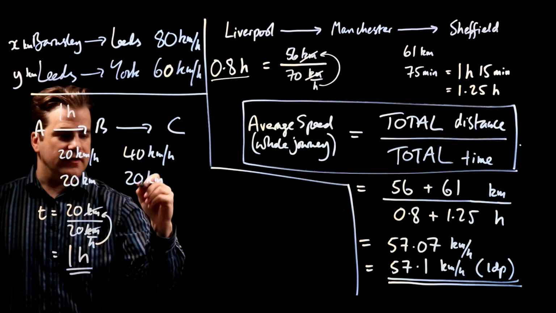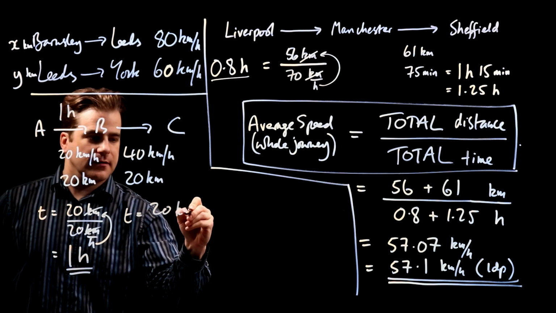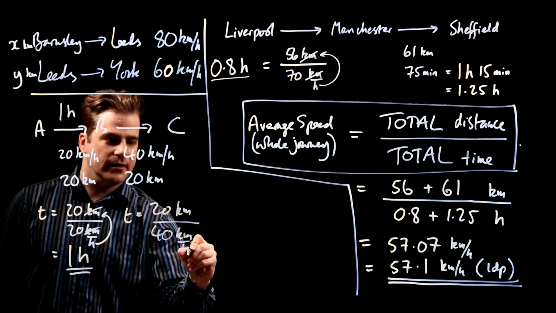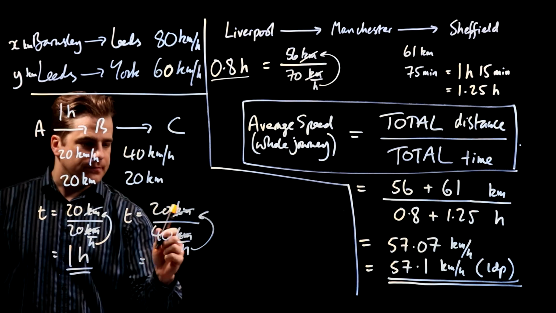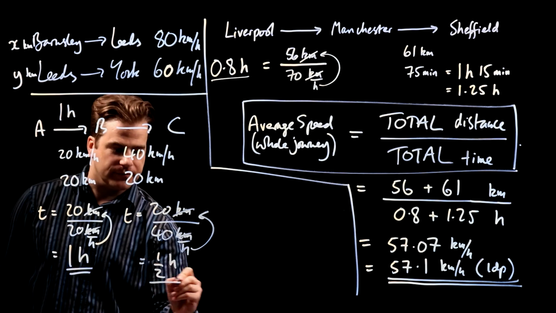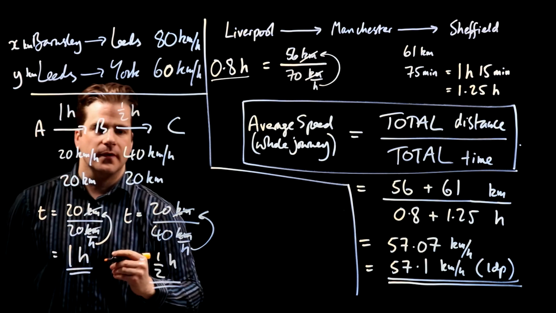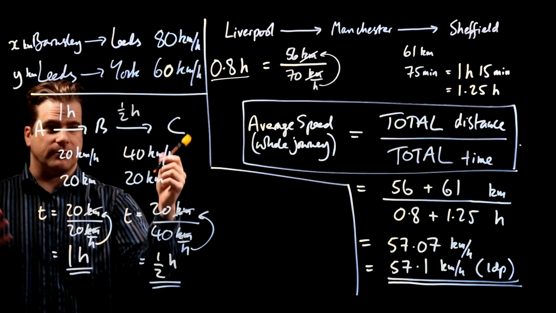Right. For this leg, time is distance over speed. So 20 kilometers over speed of 40 kilometers per hour. Boom, boom. That's on the top. So time is 20 over 40 is half an hour. Okay? So that's half an hour. Right, same distance, travelling twice as fast. You're going to spend half the amount of time, right?